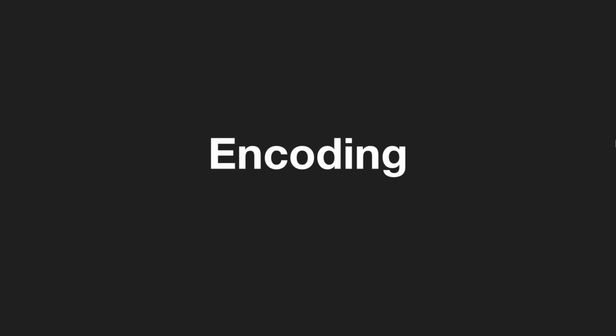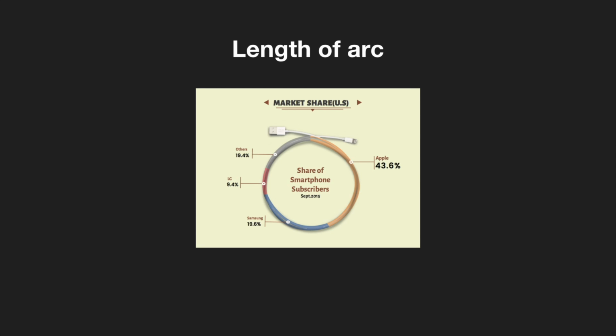Next section is about encoding. Encoding is the translation of data attributes into visual attributes that are easy to understand. For my infographic, I used 3 different encodings in 3 different displays. First of all, for the first number display, I used the length of arc as an encoding.